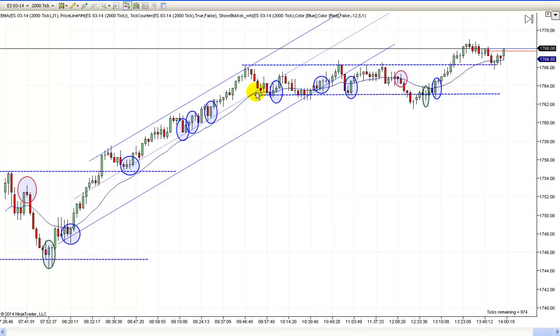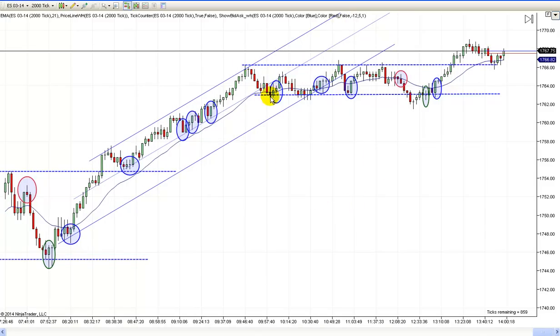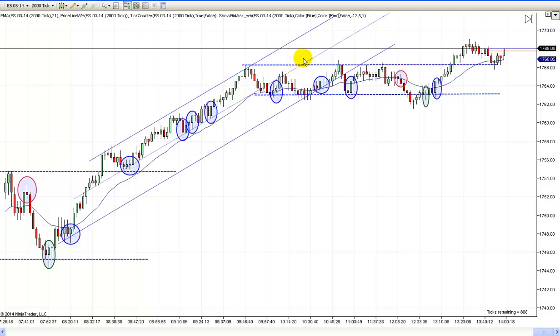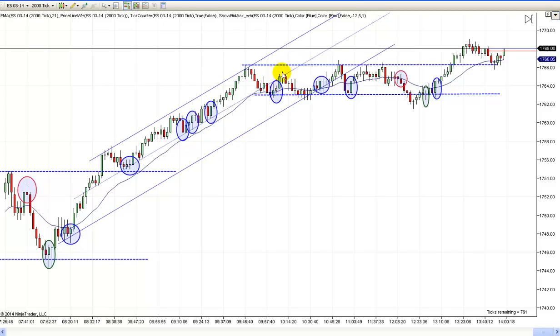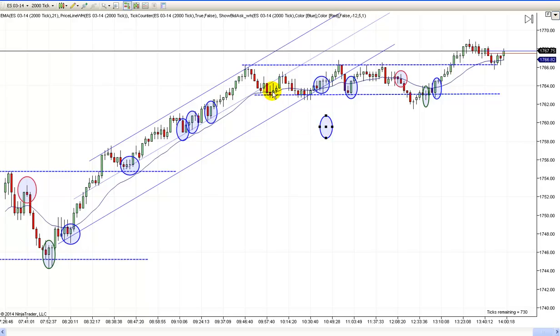But then you get a bigger pullback. You get another second entry long. You're looking for a retest of the high. You didn't get it here. You got an easy scalp. And notice I waited on the second entry here.